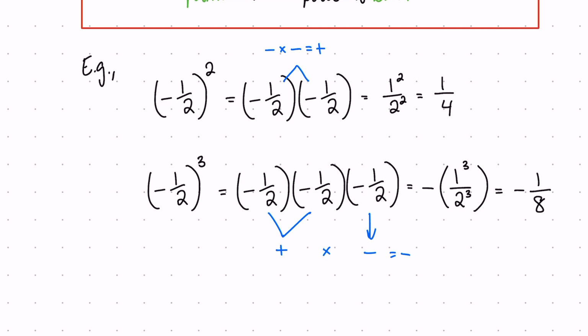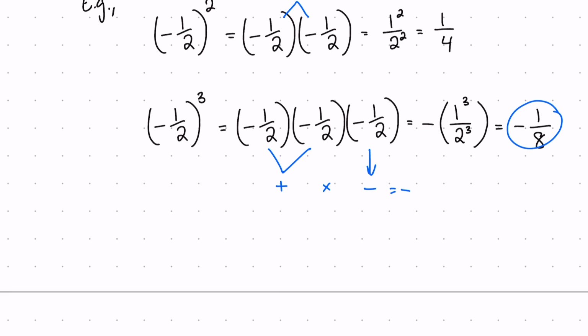However, if we have negative 1/2 to the power of 3, that's the same thing as negative 1/2 times negative 1/2 times negative 1/2. So these two, when multiplied together, give us a positive value. And when we multiply this positive value by this negative value, we're going to get a negative value. So that is why our product is going to be negative. So we end up with negative 1 to the power of 3 over 2 to the power of 3.